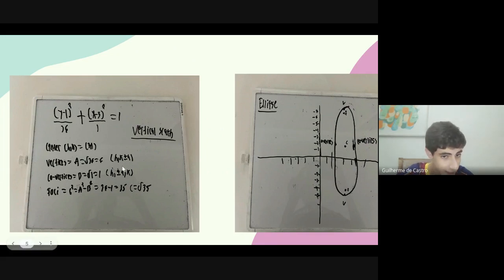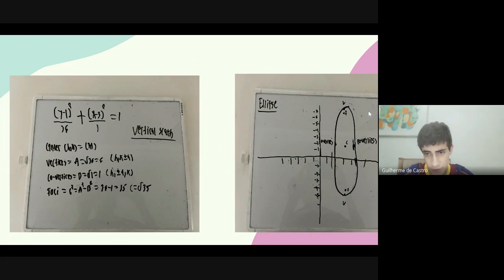So you're adding K plus or minus A, and your co-vertices is always the opposite, right? It's not on the same axis, so you're adding H plus or minus B. And remember, it's always going to be the square root of your smallest number, in this case under your x, so it's going to be the square root of 1, which was 1, and your foci a squared minus b squared, so 36 minus 1 equals 35. But remember, you have to take the square root of 35.